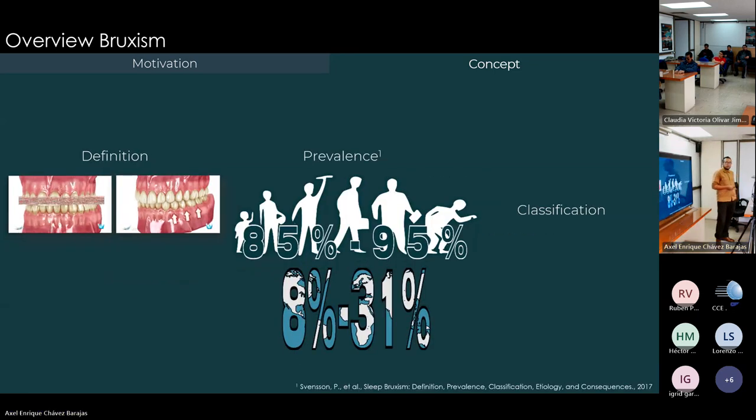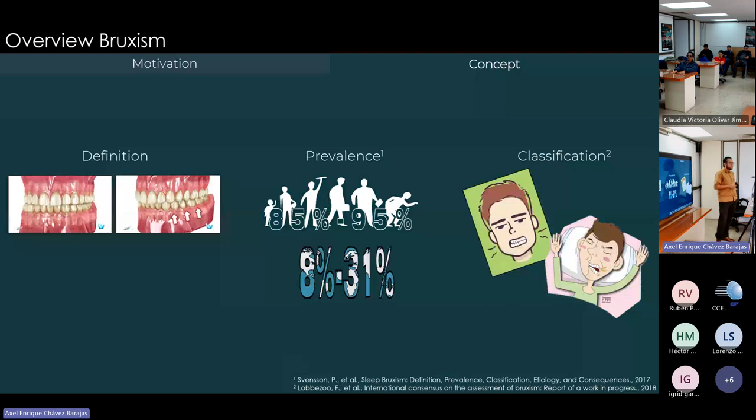From 85% to 95% of the global population have suffered this condition at some point in their lives. It is estimated that 8 to 31% of the global population suffers bruxism. It is important to cite this data because it depends on the methodology used to diagnose this behavior. It is classified in two groups, awake and sleep bruxism. The symptoms for these two manifestations are not related, but there is still debate about it. Both manifestations can coexist in the same individual.